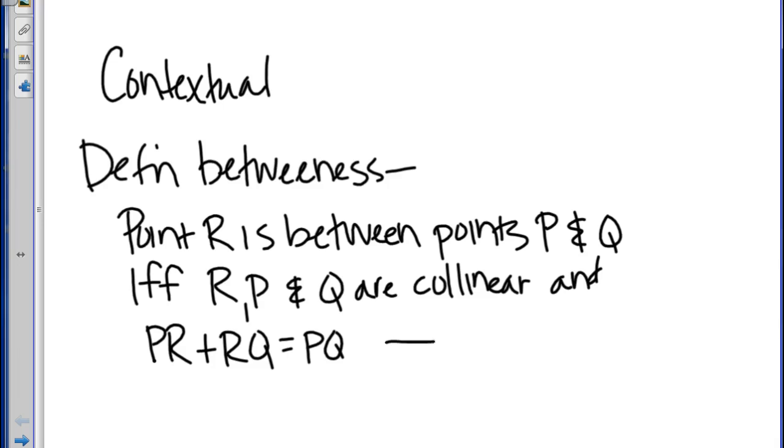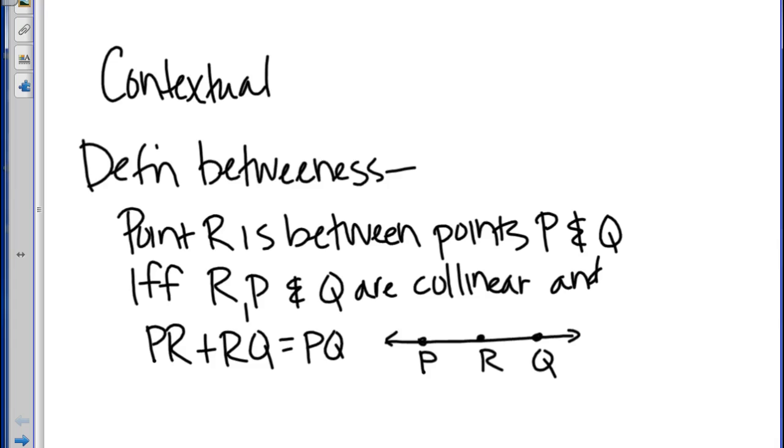Now, on your definitions page, hopefully you still have enough room that we can write this. It would look like this. I have a line. Here is P, here is R, and here is Q. P, Q, and R are collinear. R is between points P and Q because PR plus RQ equals PQ. It also goes the other way around. PR plus RQ equals PQ because R is between the two, and the points are collinear. So that's the definition of betweenness.